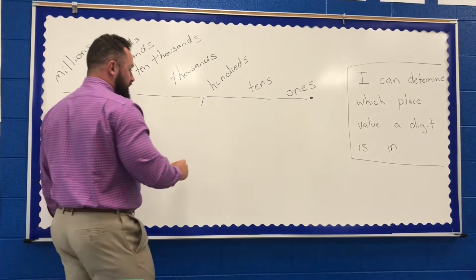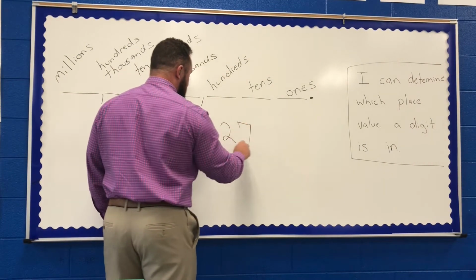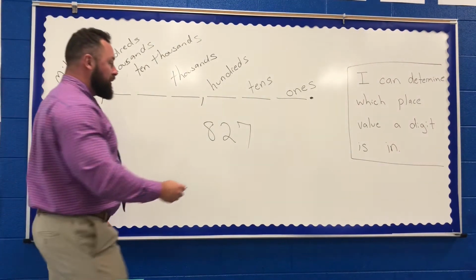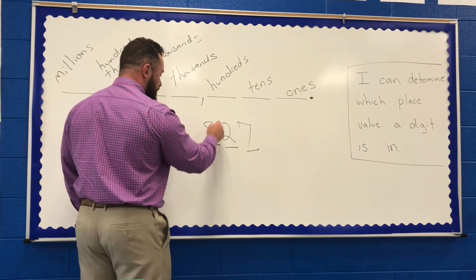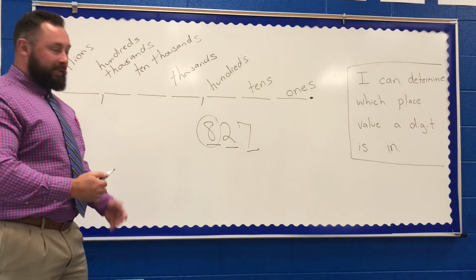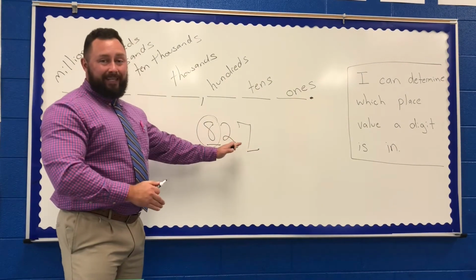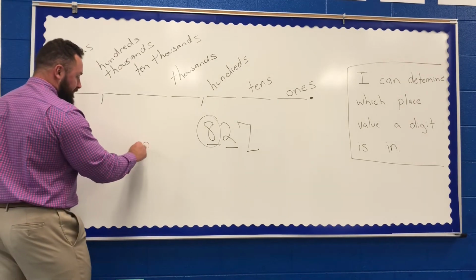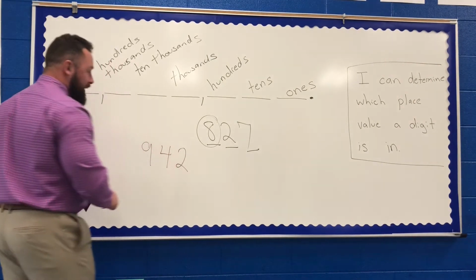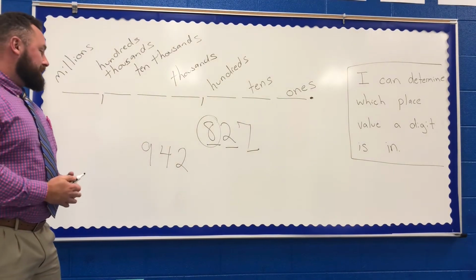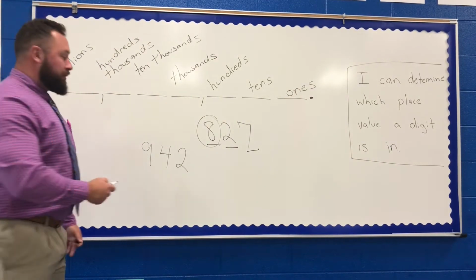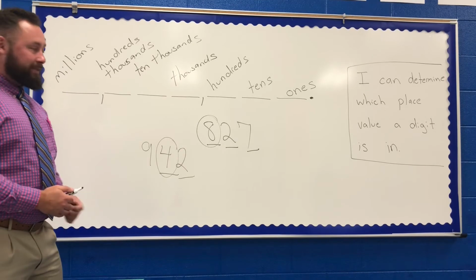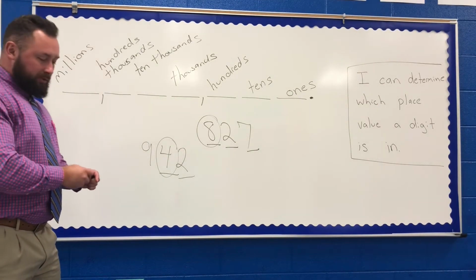So if I give you something like this, and I'm just going to be asking which digit is in the hundreds place. Well, you would go ones, tens, hundreds. So the 8 would be in the hundreds place. You have 7 ones, 2 tens, and 8 hundreds. If I gave you 942 and I said which digit is in the tens place, you would go ones, tens. So the 4 is in the tens place. You have 4 tens. I think most of you should understand that.